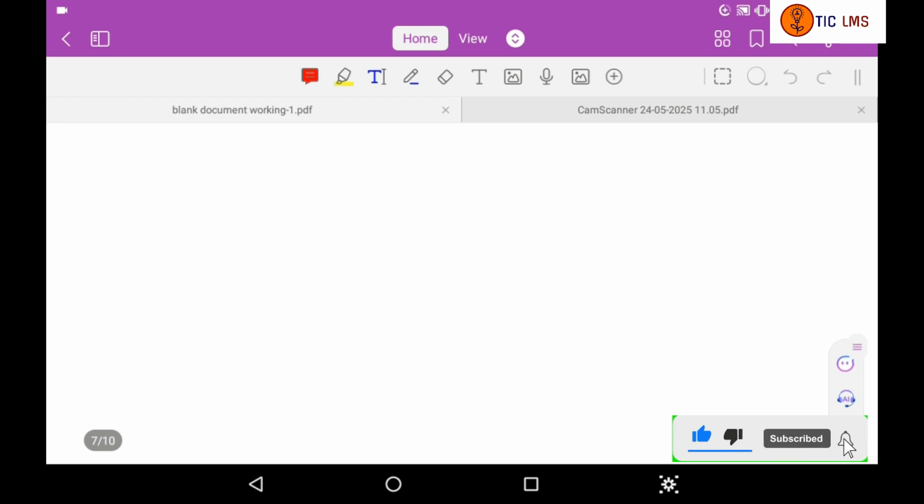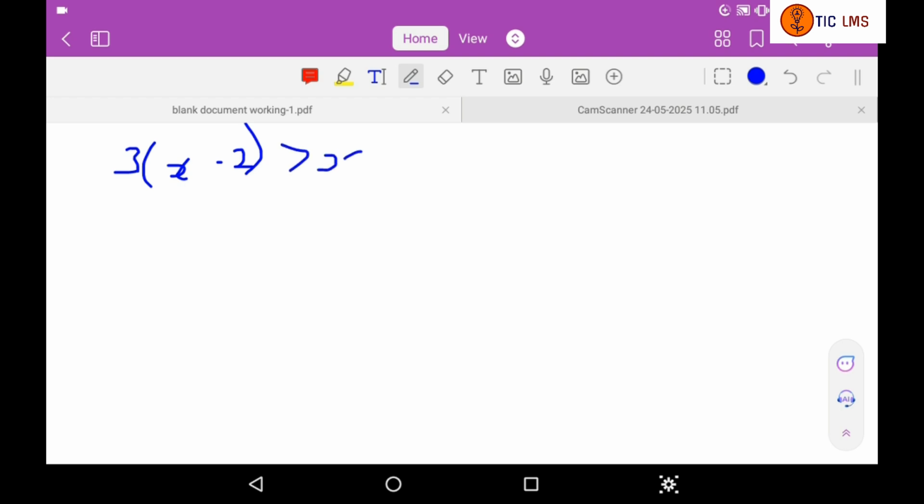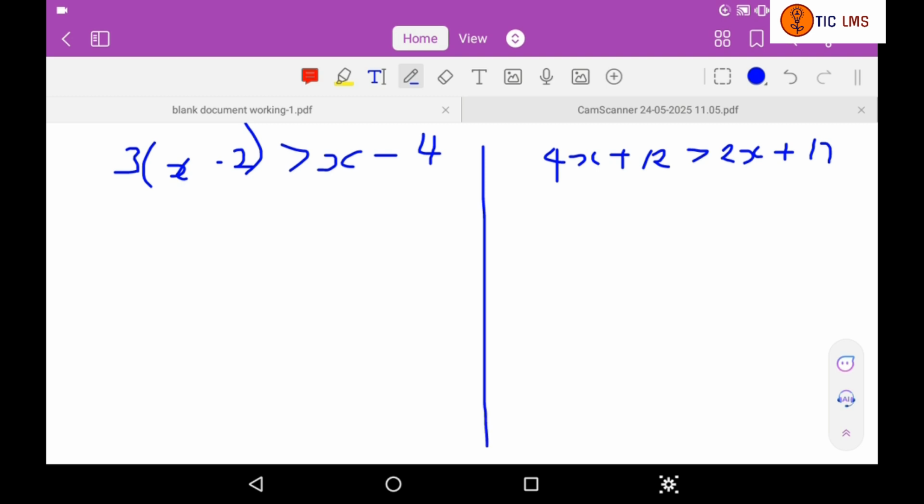So, for the first question, that's for A, we have 3 into brackets x minus 2 greater than x minus 4, and we have 4x plus 12 greater than 2x plus 17. I want you to understand that these are two different inequalities. I'll be solving them separately, and then we'll see if there's a link between the two of them, and if there's no link, we may have to join them together with a union or something like that.